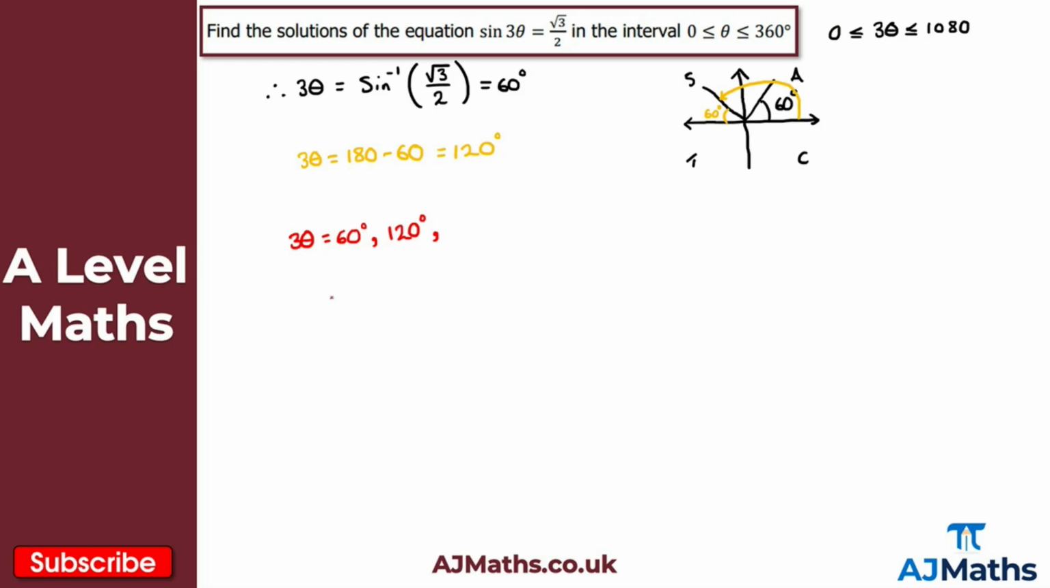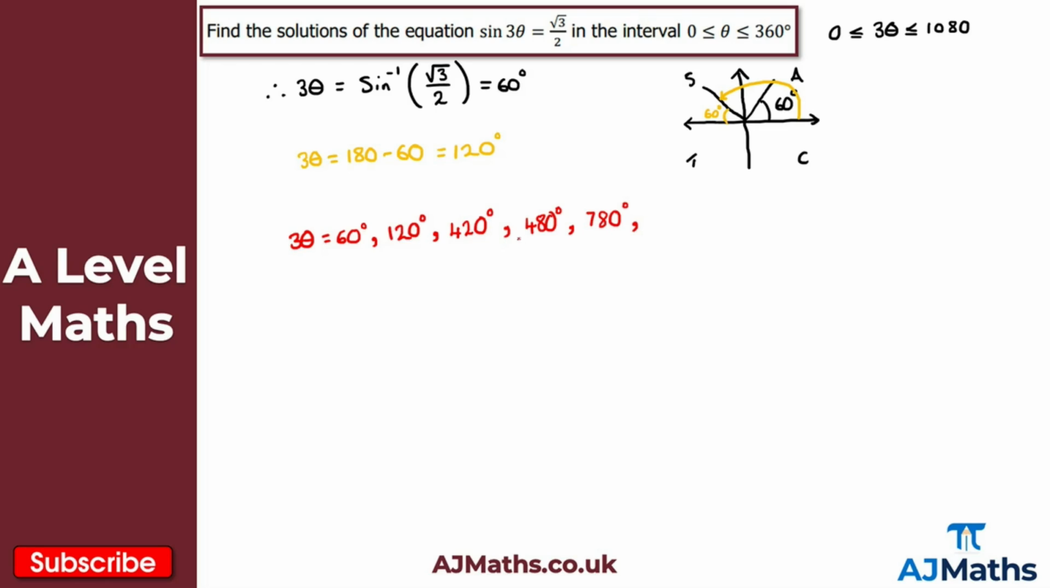So to get my further solutions here, I'm going to consider the periodicity of sine. So sine is periodic every 360 degrees. I'm going to add 360 to these two solutions, and then we'll keep going. Basically, we keep going until we fall outside of this range here of valid solutions. So 60 plus 360, that would give me 420 degrees there. I then add 360 to 120. So 360 plus 120, that gives me 480 degrees. Then I add 360 to this solution here. So 420 plus 360, that would give me 780 degrees there.